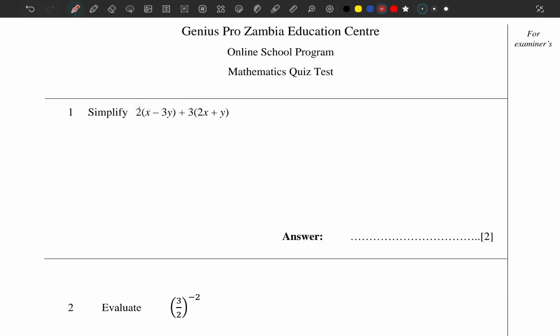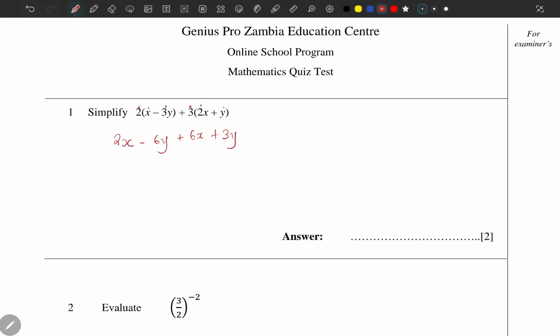We multiply 2 and x, we get 2x. We multiply 2 and -3y, we get -6y. We multiply 3 and 2x, we get positive 6x, because positive and positive give us positive. Multiply 3 and y, we get 3y.